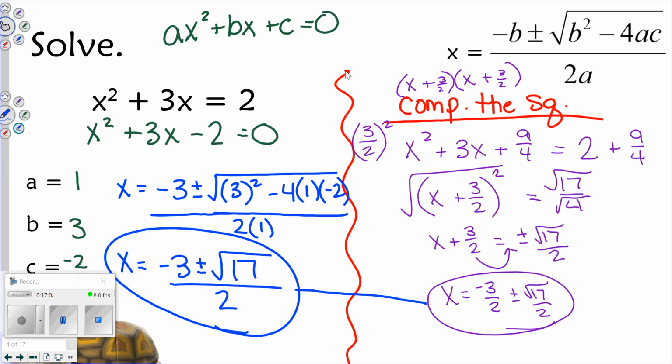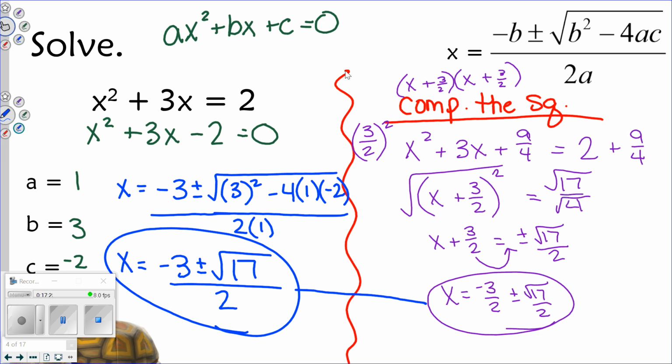Your test will be separated into 5 sections. 1 section for each of the 4 methods, and then 1 section of here's a bunch of problems, solve them using whatever method. So we're going to practice that tomorrow, I think.